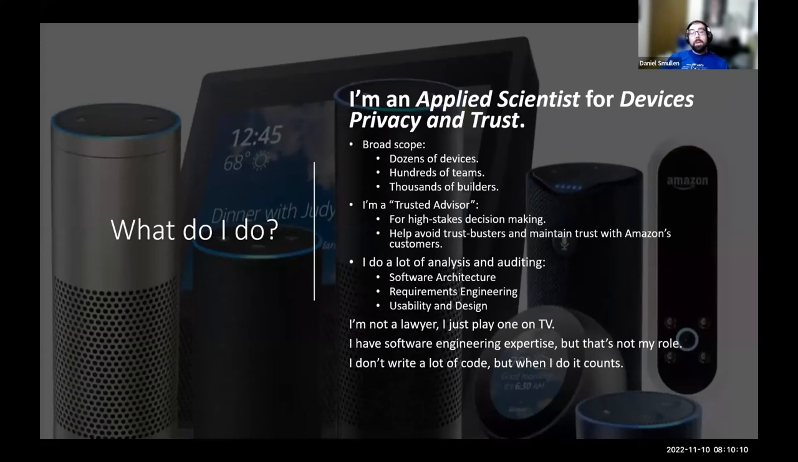So let's dive a bit deeper into what I actually do. I'm an applied scientist, and I work for a part of Amazon called Devices, Privacy, and Trust, which is under Amazon Lab 126. So I have a really broad scope. Amazon devices, there's dozens of them. There's a few examples that you see here, but there's many more that I'll list later.